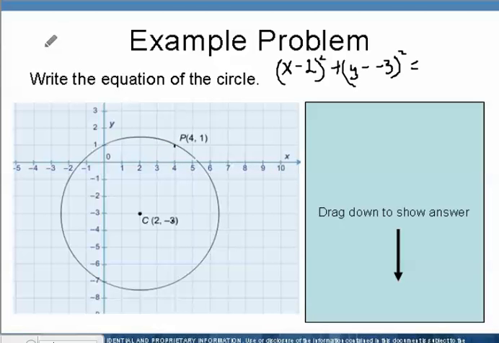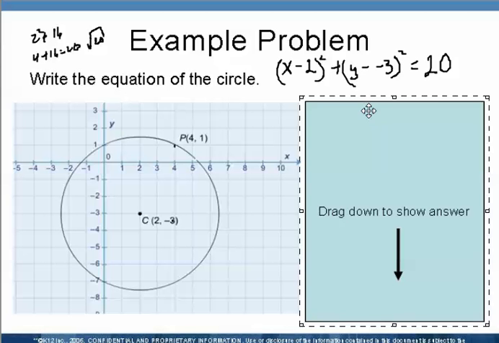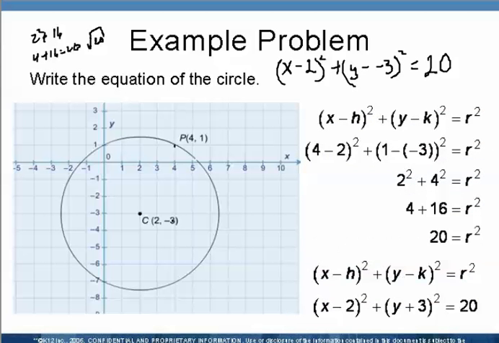And I can say that 4 minus 2, that's 2 squared, plus 1 minus a negative 3, that's 4, that's 16. So 2 squared, that's 4, plus 16 is equal to 20. So the distance here is actually the square root of 20. So when I square that, I'm going to get 20 as my squared number. Square root of 20 squared is 20. And so that's what I would come up with as my equation. (x minus 2) squared plus (y minus a negative, or plus 3) squared is equal to 20.